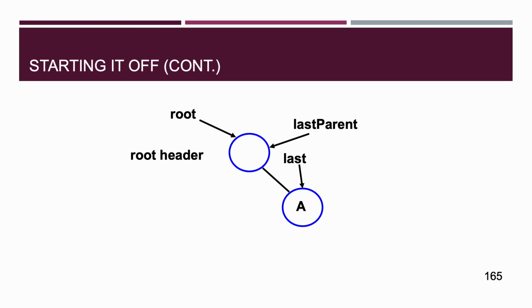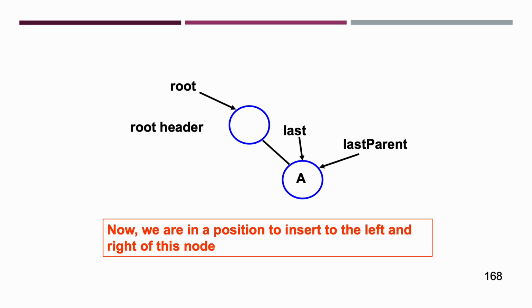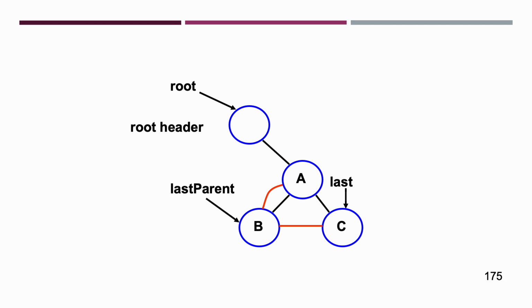Starting it off, we have root, last parent, root header, and last. Now, since a node has been inserted to the right of the last parent node, it is time to move the last parent. So the last parent is moved here. Now we are in a position to insert to the left and right of this node. So if we insert B here, B is now last, and it is connected with last parent, which is A. And now we added another new element, C. Now C is last, and it will be connected with last parent A. Now if we move the last parent to B, you see it is already connected with C and A.